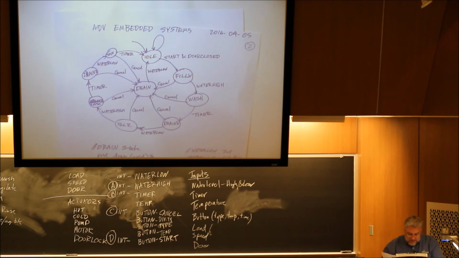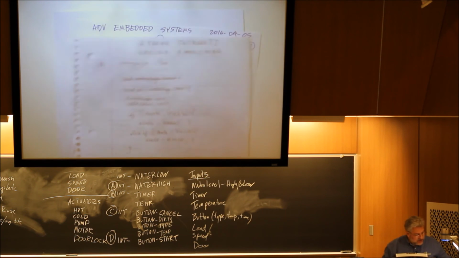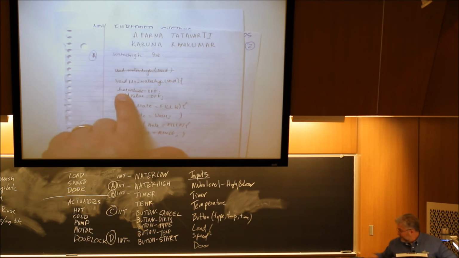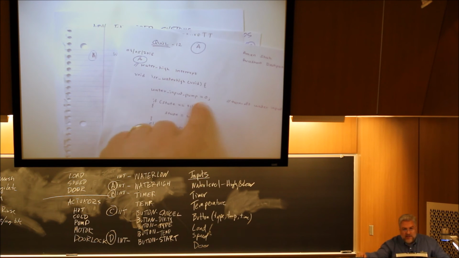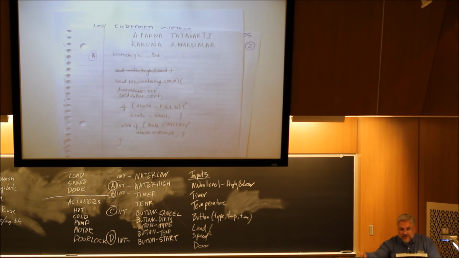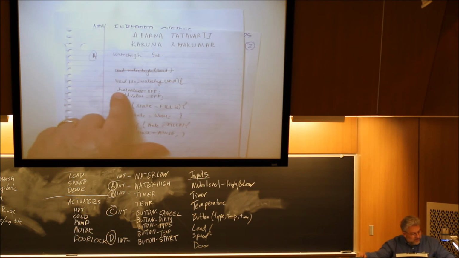Actually, I think only one person got it right. Notice I said it was hot and cold actuators, right? So they just said water input pump 1. They forgot that there were 2. There's 2 valves. Hot valve goes off, cold valve goes off.